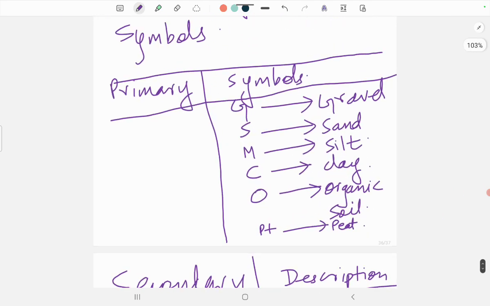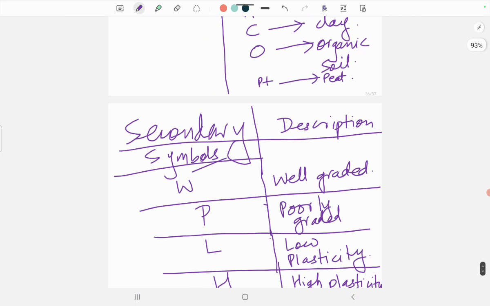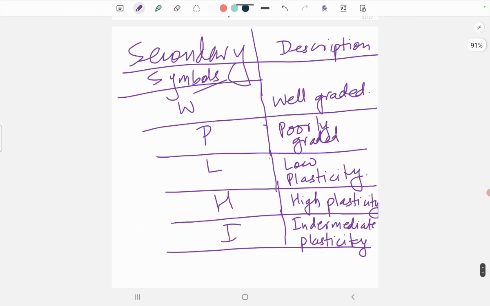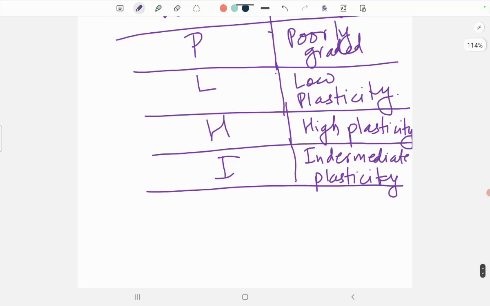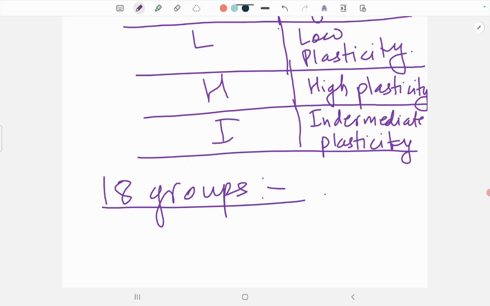So the primary symbols we have to understand are gravel, sand, silt, clay, organic soil and peat, whereas the secondary symbols are well graded, poorly graded, L for low plasticity, H for high plasticity, and I for intermediate. We are going to use these symbols to classify the coarse and fine grained soil. Now we are going to write the 18 groups of soil.